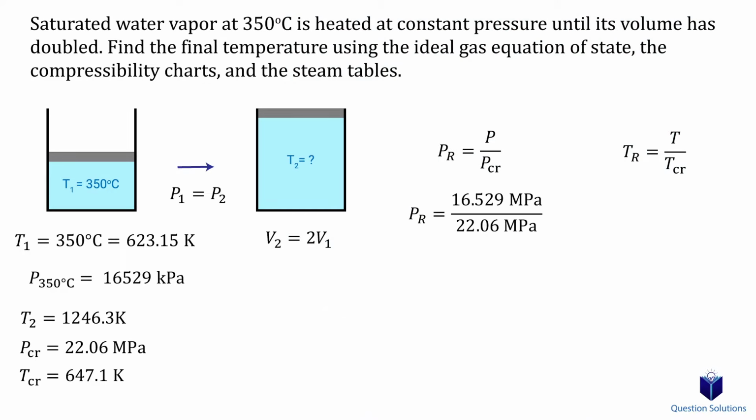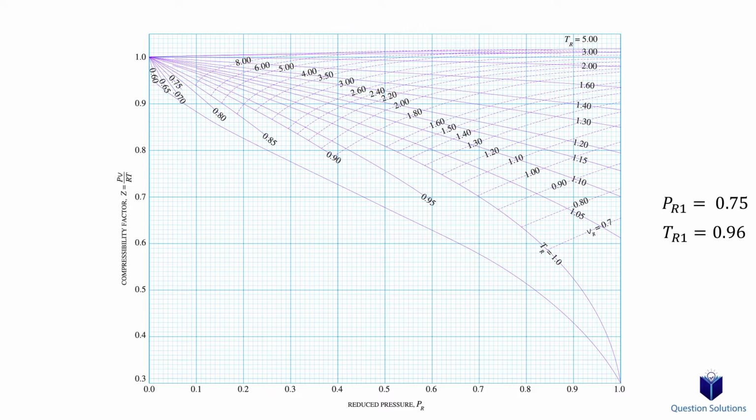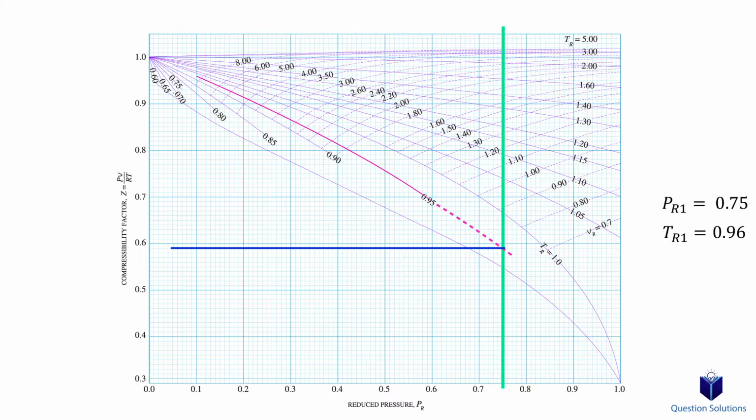Now we can plug our values in. First, the reduced pressure. Now, the reduced temperature. Okay, it's time to look at the compressibility chart now. So the reduced pressure is 0.75, which is right here. Now our temperature is 0.96. So the line that is closest would be this one. Now obviously it doesn't really extend all the way down, so I'm going to estimate the path of the line like this. So that gives us a compressibility factor of 0.59.